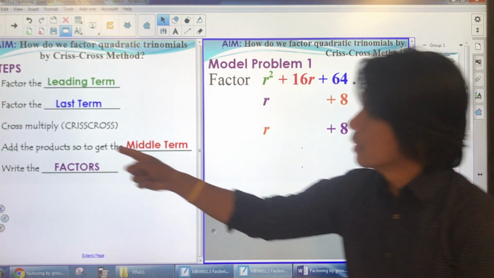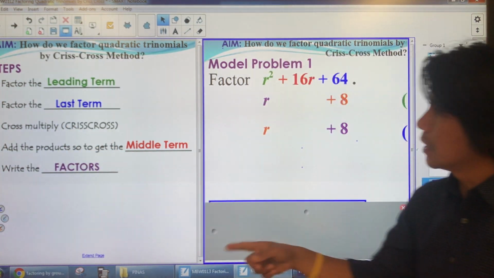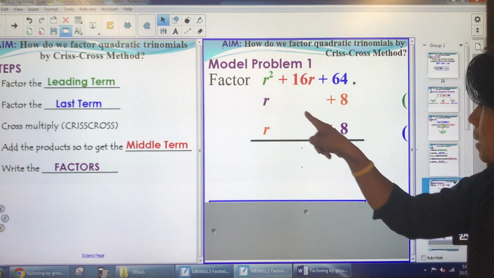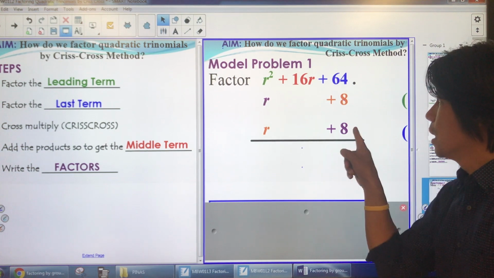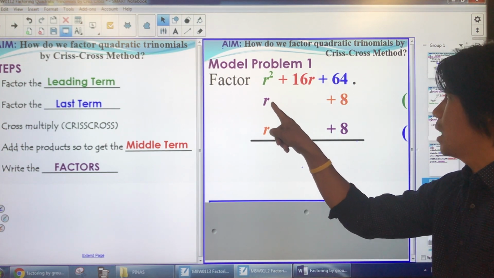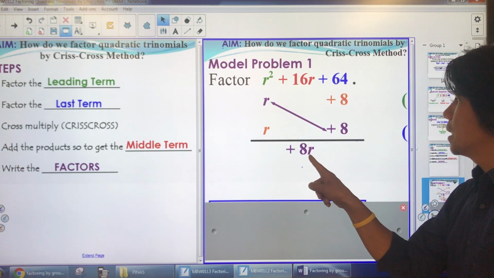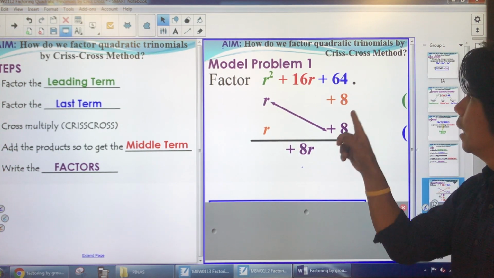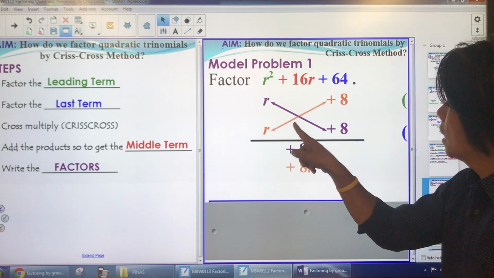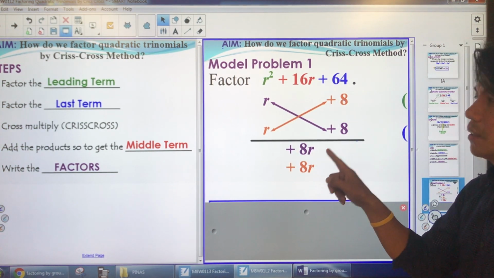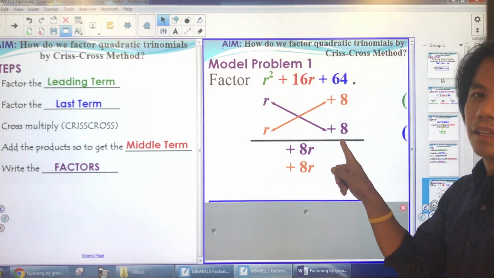Now step 3, cross multiply. That's where your crisscross comes in. So you see these purple factors? We are going to multiply them. R times positive 8, and the result is positive 8r. And the orange, r times positive 8, that's positive 8r. You see the crisscross? There you go.